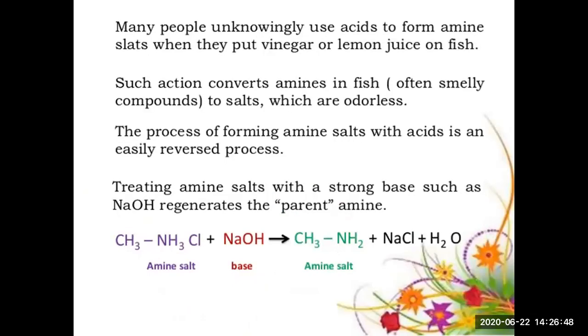Many people unknowingly use acids to form amine salts when they put vinegar or lemon juice on fish. Such action converts amines in fish, often smelly compounds, to salts which are odorless.